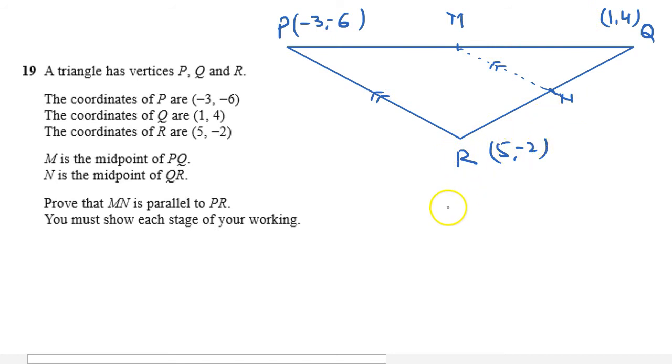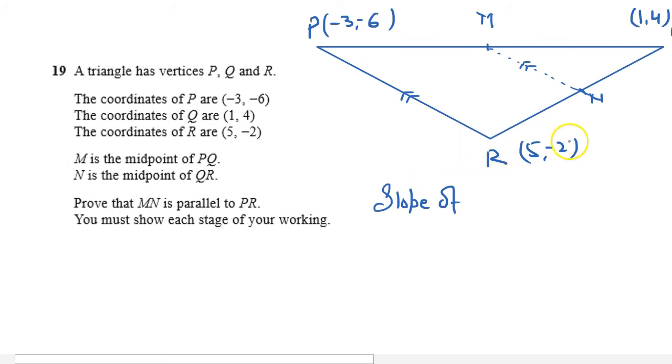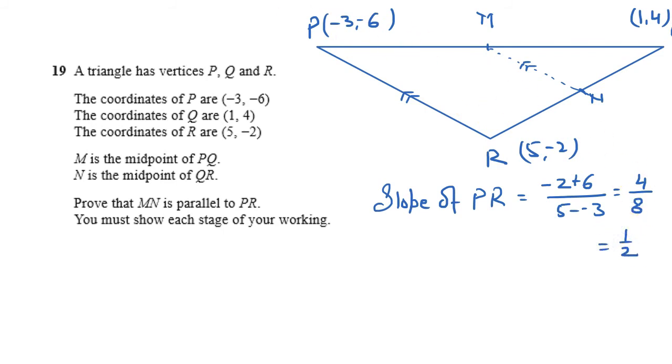So if their slope is the same, the lines are parallel. So the slope of PR, y2 minus y1 over x2 minus x1. So this will be y2 minus y1, so this will be 4 over 8. The slope of PR is half.